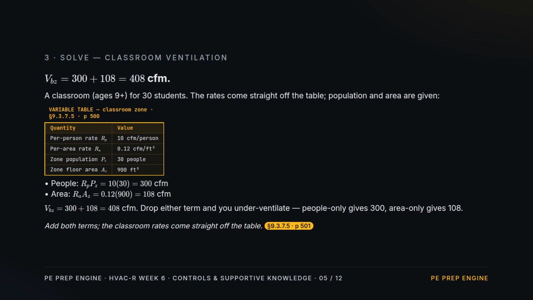Solve: the classroom. 30 students in a 900 square foot room. The per person and per area rates come off the table. People term plus area term, 300 plus 108, 408 CFM. Drop either term and you underventilate.